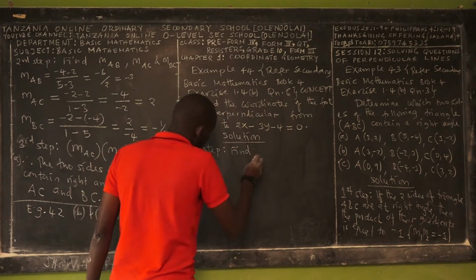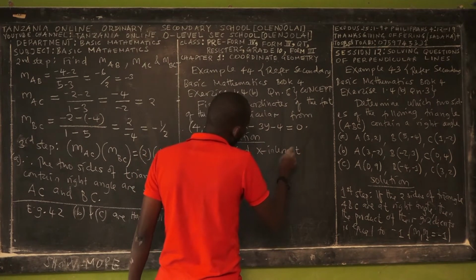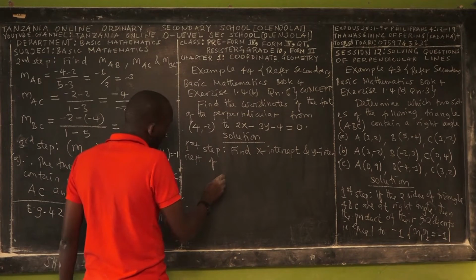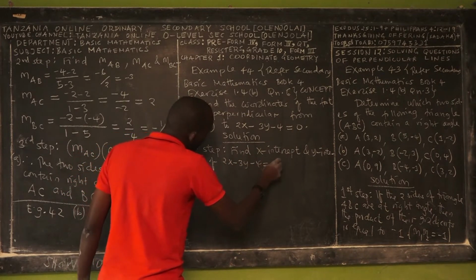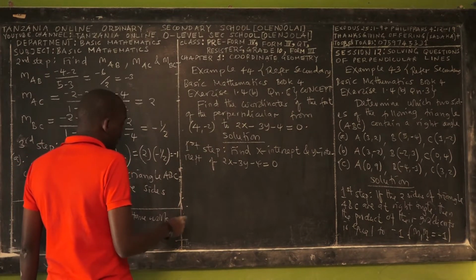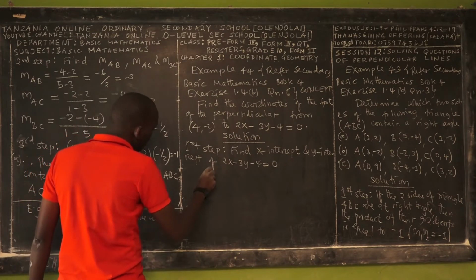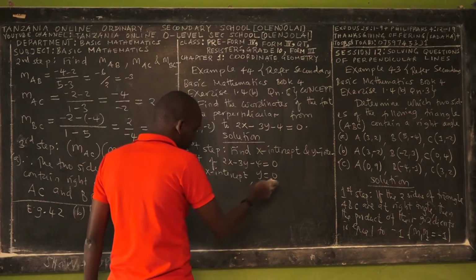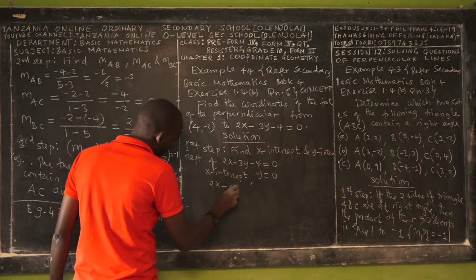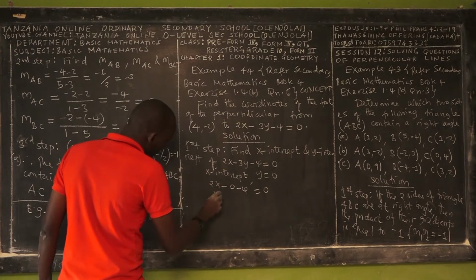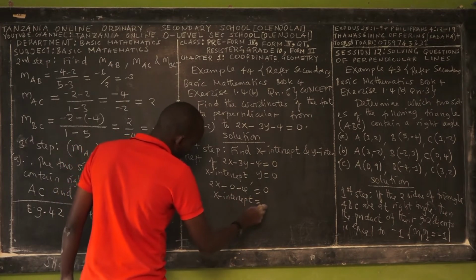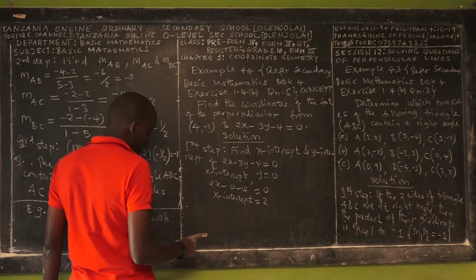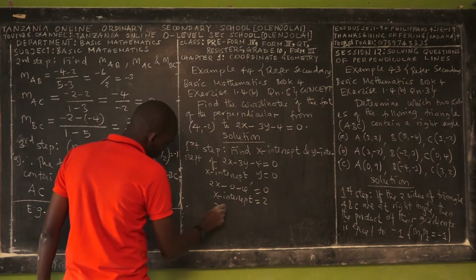The first step, let us find the x-intercept and y-intercept of the line 2x - 3y - 4 = 0. To find the x-intercept, y should be equal to 0. If you substitute into this equation, you get 2x - 0 - 4 = 0. So the x-intercept for the given line is positive 2. So the point where the line will intersect the x-axis is (2, 0).